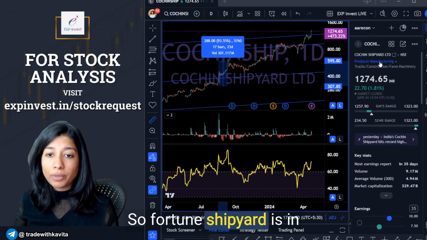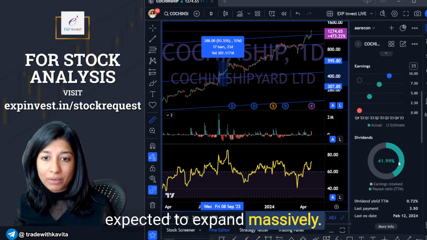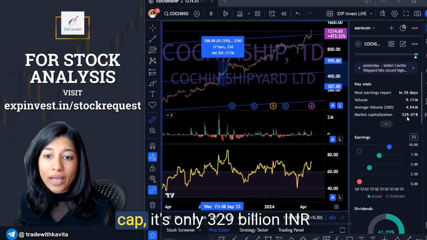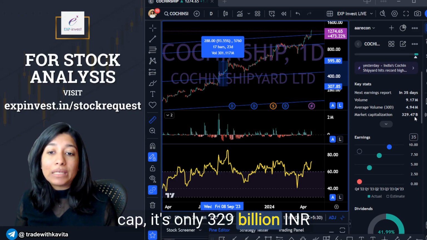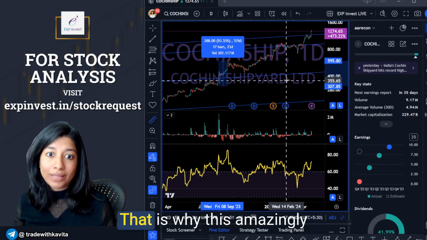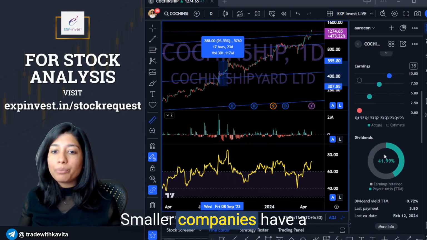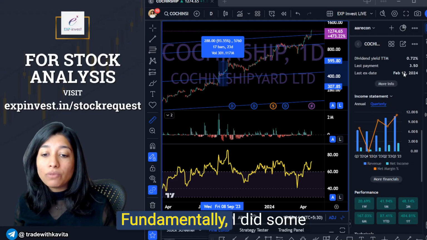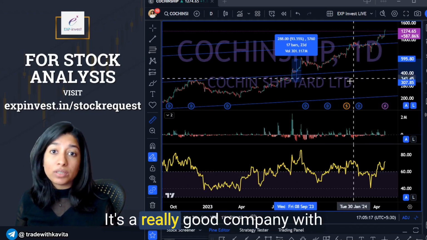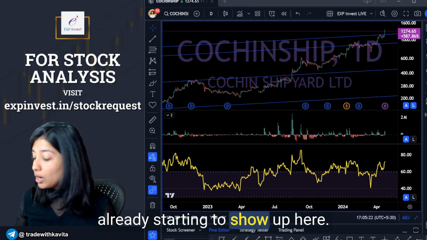So Cochin Shipyard is in farm machinery, trucks and construction, a sector which is expected to expand massively. Taking a look at the market cap, it's only 329 billion INR, which means it's barely a mid-cap stock. That is why we see these amazingly volatile and massive movements. Smaller companies have a tendency of moving really big. Fundamentally, I did some research on the company. It's a really good company with superb prospects, and that is already starting to show up here.